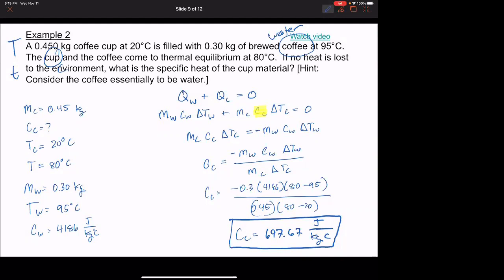Glass has a specific heat around 700. Must be a glass mug. Any questions on this? Any other questions on this problem?